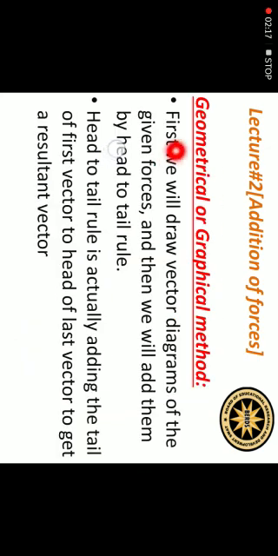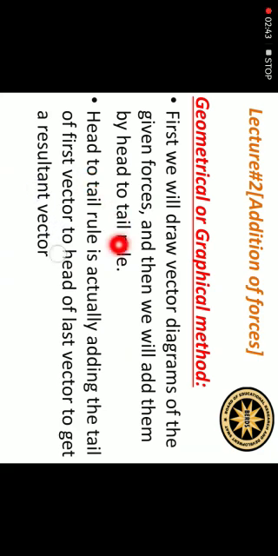First of all, what is geometrical or graphical method? In this method we draw vector diagrams of the given forces. We have already studied about the vector diagrams in the previous lecture, lecture number 1, and then we add them by head to tail rule. In lecture number 3, the coming lecture, I will describe in detail what is head to tail rule and how we can add something by geometrical or graphical method.